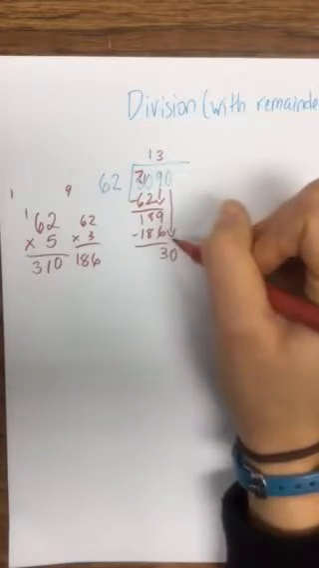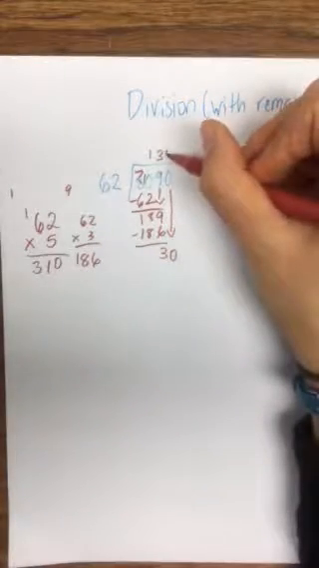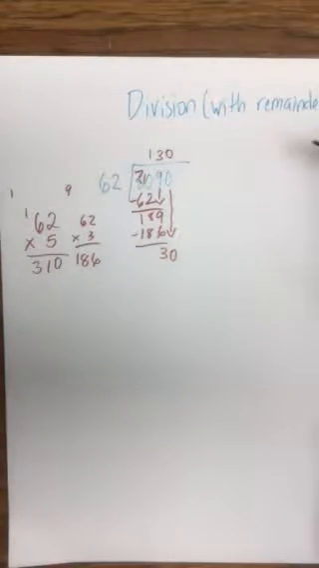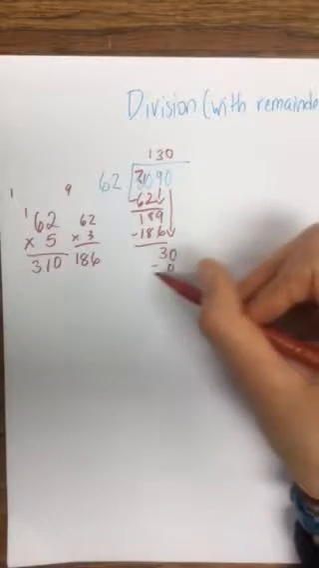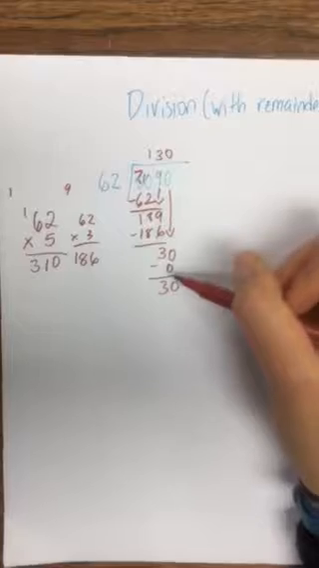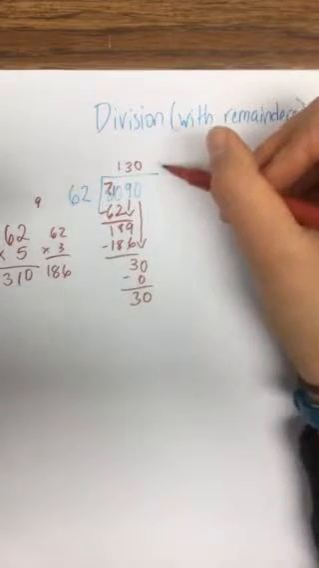Bring down the 0. 62 can't go into 30. So I put 0 as part of my quotient. Times 0 does equal 0. So I have 30 left over. What you're used to doing is putting that big R 30, like remainder 30.